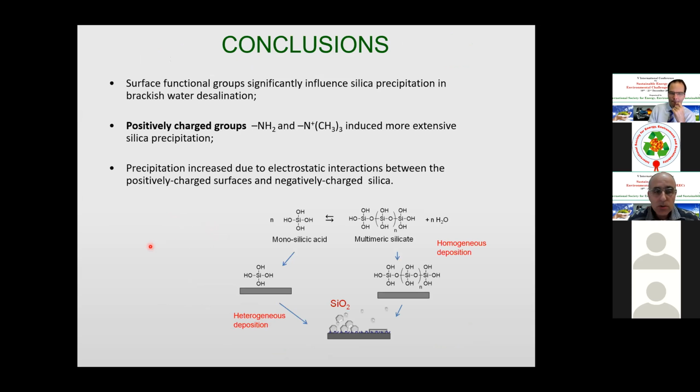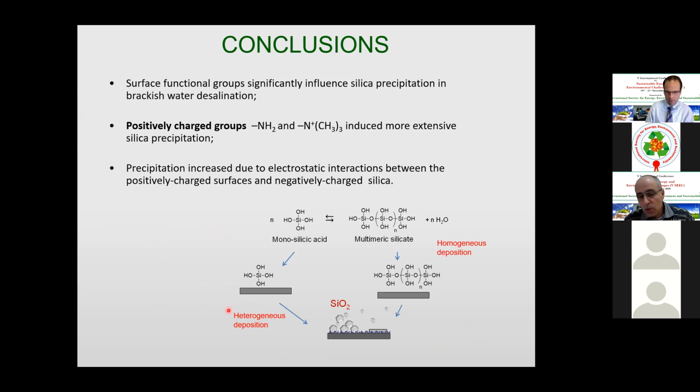So the conclusion is that surface functional groups significantly influence silica precipitation in brackish water desalination. The positively charged groups, amine and quaternary ammonium, induced more intense silica precipitation, and precipitation increased due to electrostatic interactions between the positively charged surfaces and the negatively charged silica.